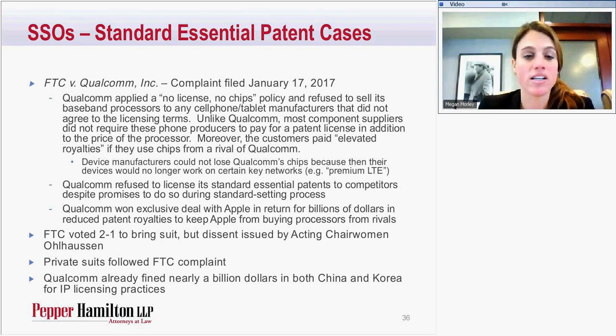In addition, finally, I wanted to point out that the FTC noted that Qualcomm won an exclusive deal with Apple in return for billions of dollars in reduced payment royalties to keep Apple from buying competitors' chips. The FTC voted 2-1 to bring the suit. But importantly, a dissent was issued by the acting chairwoman, Maureen Ohlhausen, who I spoke about before, who has made comments about reining in the FTC.